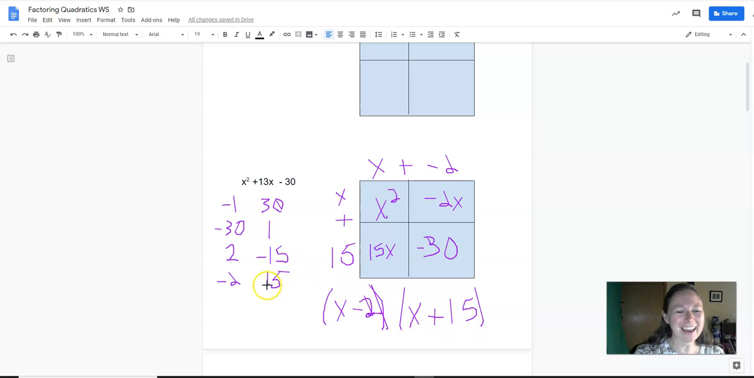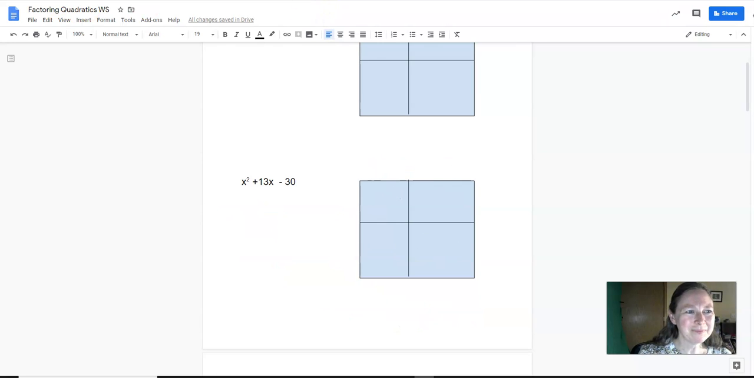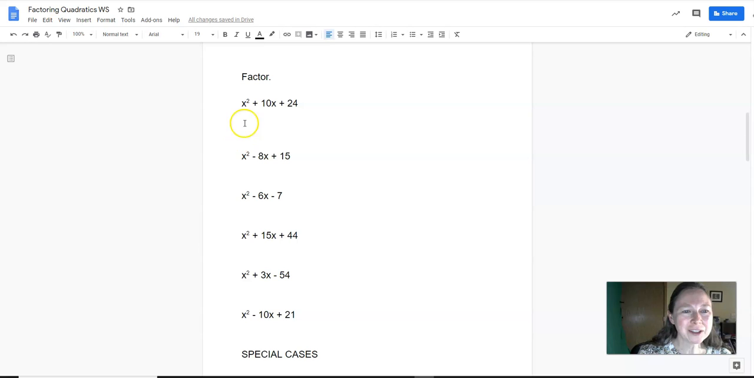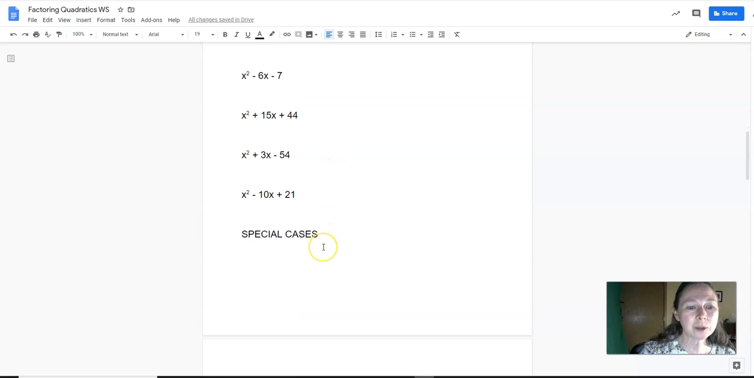Okay, a little lag. I don't know if you can see that okay. I'm going to scroll down here. So there's tons more problems for you to work on factoring. Again, it really helps to know your multiplication tables. Practice with these. The answers are in the next document, and the next video will cover special cases. Okay, I'll see you then.